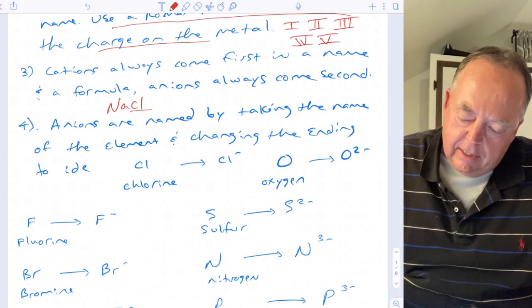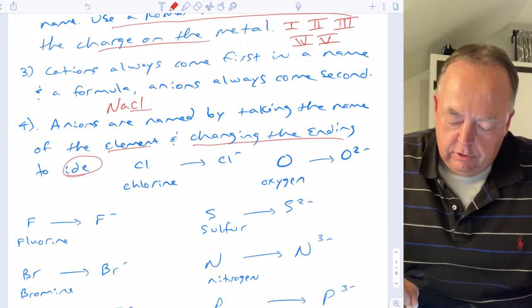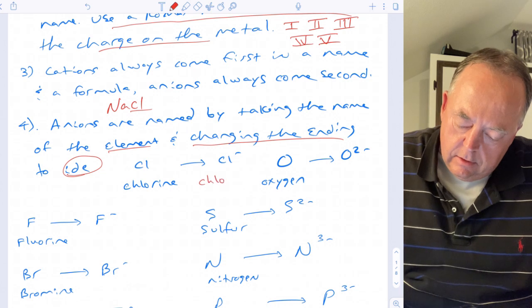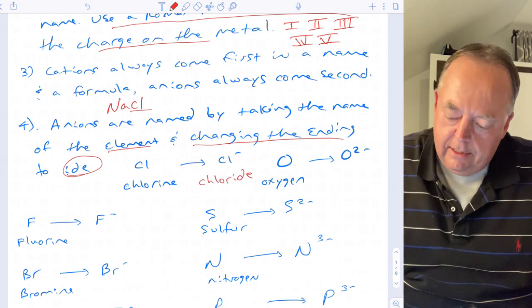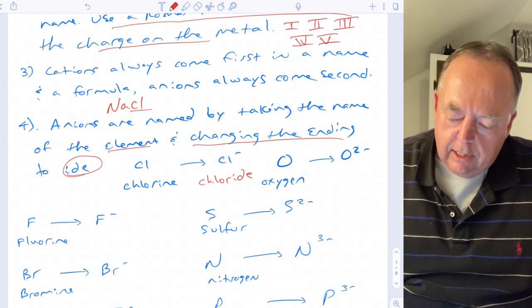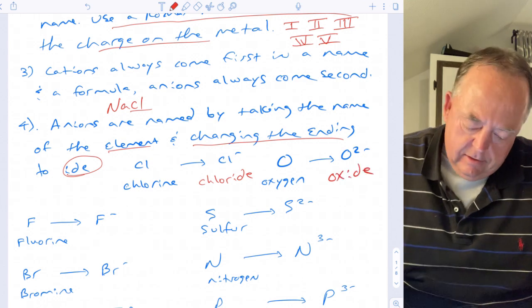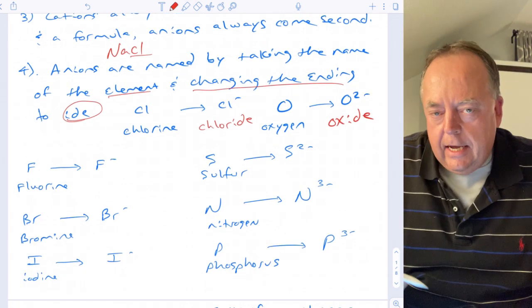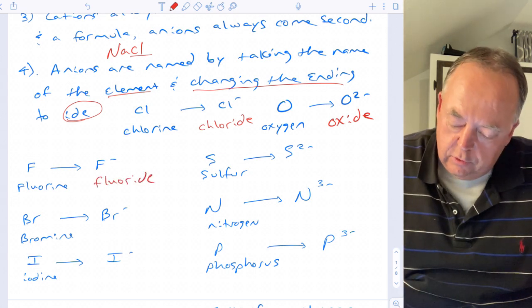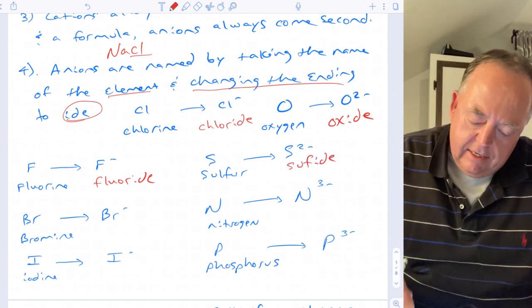So anions are named by taking the name of the element and changing the ending to "ide." So Cl is chlorine, right? But Cl minus as an anion is chloride. O is oxygen, O2 minus. So if you remember from the last lecture, oxygen likes to be -2 charged. So O2 minus would be oxide. F is fluorine. If it's an anion, though, then it is fluoride. Right, sulfur, if it's an anion, becomes sulfide. So they all have the "ide" ending.